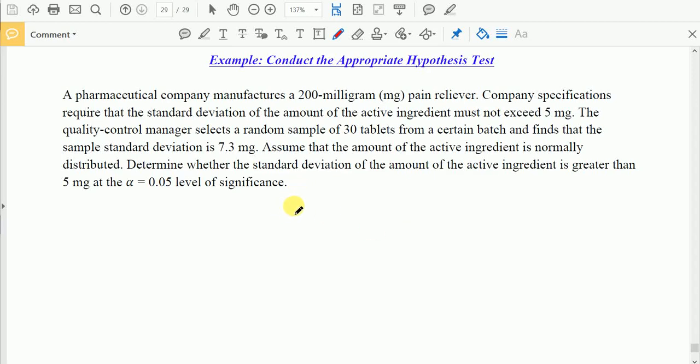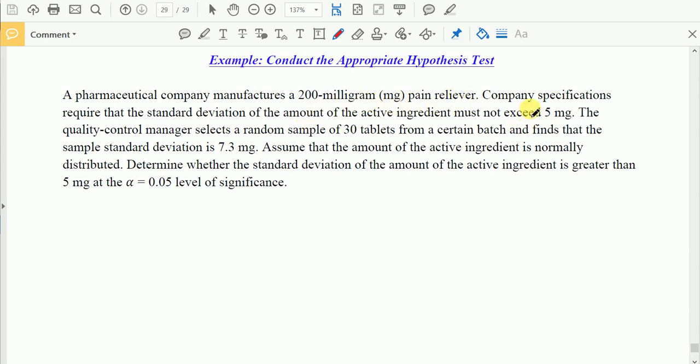Before we start chapter 9, let's do the last example problem on chapter 8 notes. So this one, the last page. Conduct the appropriate hypothesis test. Now, a pharmaceutical company manufactures a 200 milligram pain reliever.